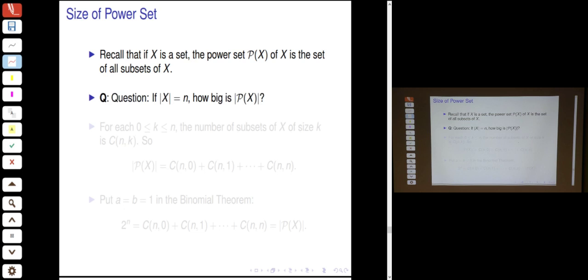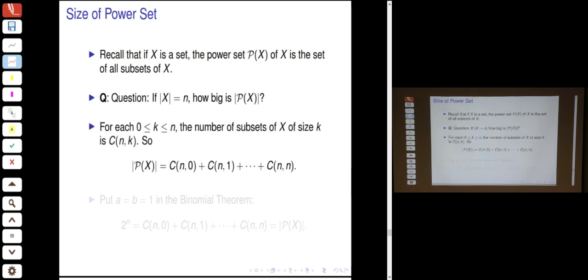Now, for a finite set, suppose the set capital X has n elements. The question for you is, how big is the size of the power set? It is still a finite number, right? So how big is it? Now, we can calculate the size of the power set systematically, like we actually saw in examples, right?